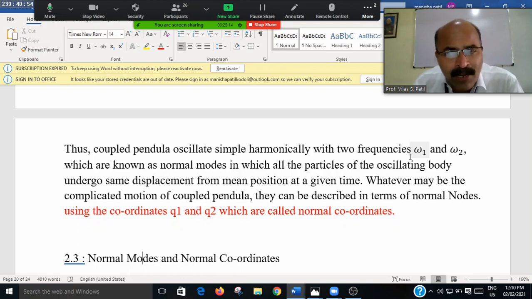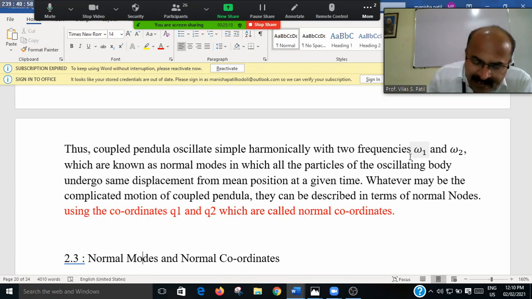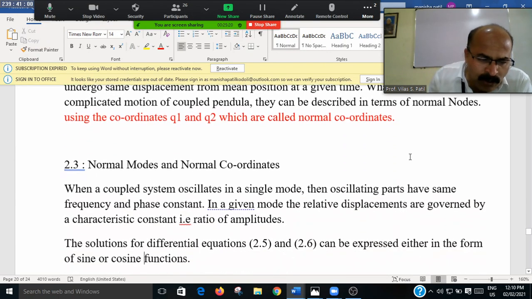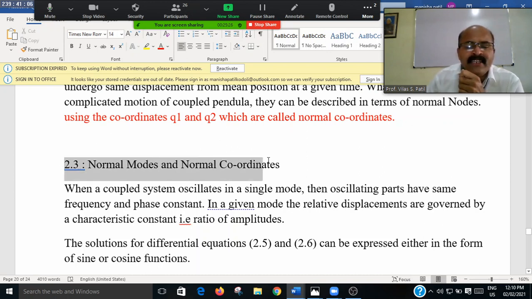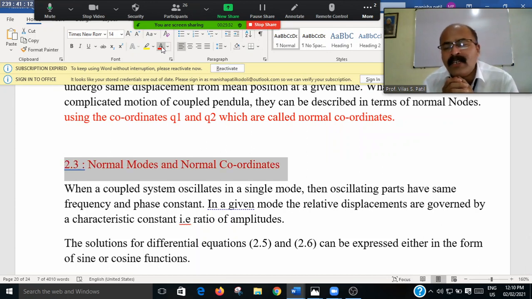So we have to study the normal mode and normal coordinates, and hence in the next topic we are going to study them. This is topic number 2.3, normal modes and normal coordinates. What the normal mode is and what the normal coordinate is will be studied in this topic.